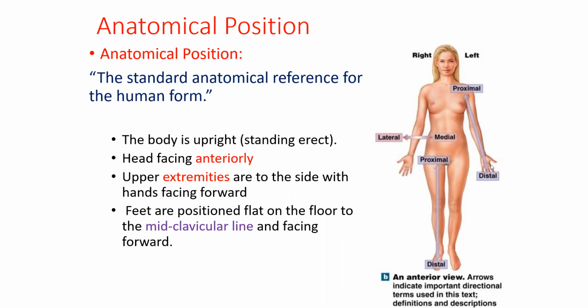The upper extremities, also known as the arms, are to the side where the palms are facing forward, and the feet and the lower extremities, or legs, are positioned in such a way where the feet are at mid-clavicular lines. What that means is if you approximate where the collarbone is, anatomically referred to as the clavicle, approximate where mid-clavicle is, that's where the mid-clavicular line is located, and that's where both lower extremities, also known as the legs and feet, should be positioned in order to truly be in anatomical position.